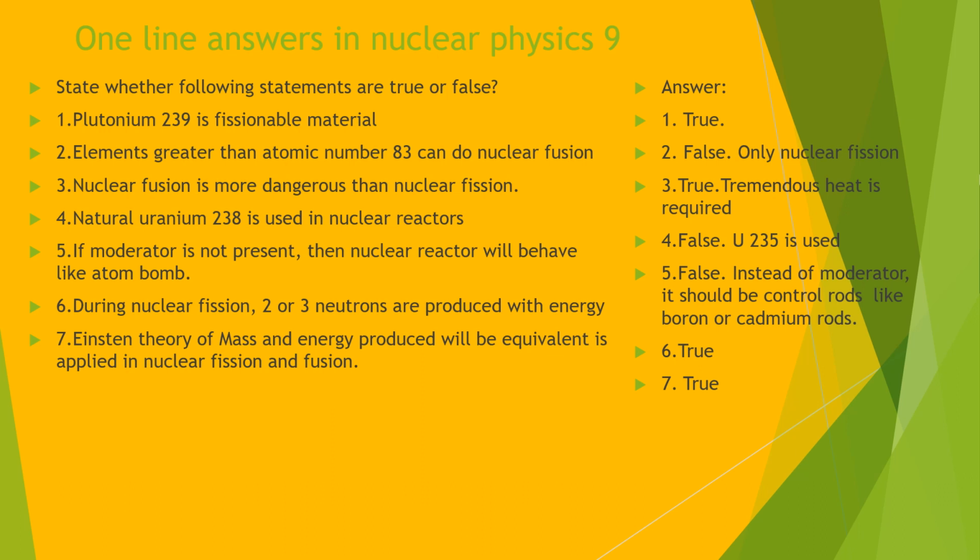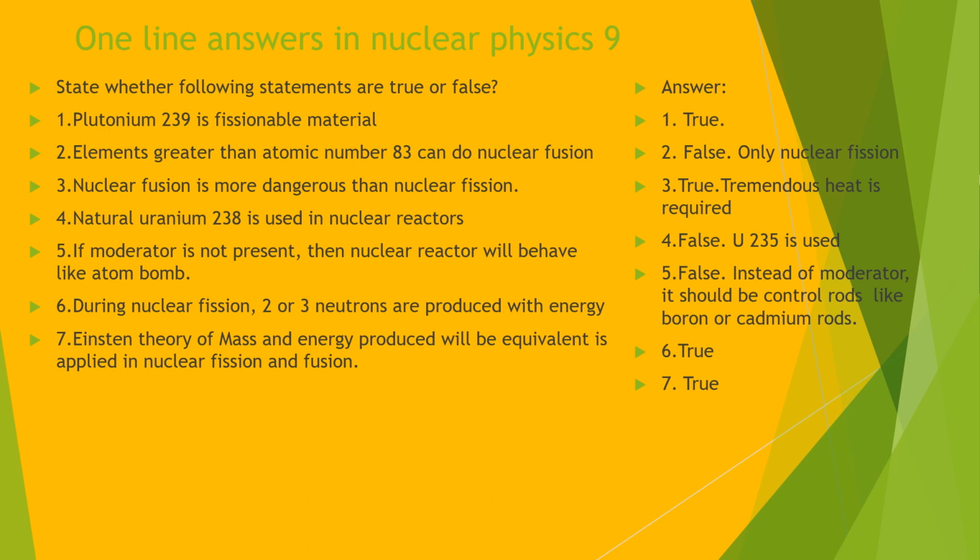State whether the following statements are true or false. Number 1, plutonium-239 is a fissionable material. Yes, true, it is fissionable. Number 2, elements with atomic number greater than 83 can do nuclear fusion. False. Only nuclear fission is possible above 83. Number 3, nuclear fusion is more dangerous than nuclear fission. True. Tremendous heat is required for nuclear fusion. It's not possible on the earth. Number 4, natural uranium-238 is used in a nuclear reactor. False. Uranium-235 is used, not uranium-238.